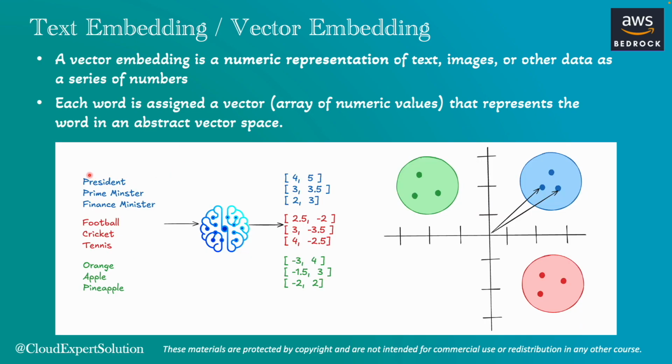Let's assume that we have different data sets. The first is president, prime minister, finance minister. These are related to persons or roles. The second is football, cricket, tennis. These are games. And the third is orange, apple, pineapple. Now, if you look at president and orange, those are unrelated because one is a role or persona, the other is a fruit. In the vector space, they will be far apart.